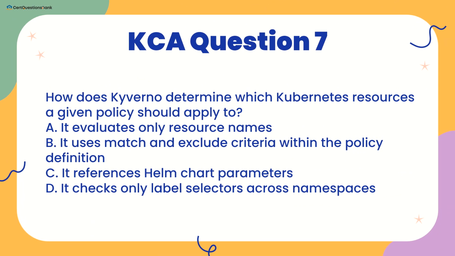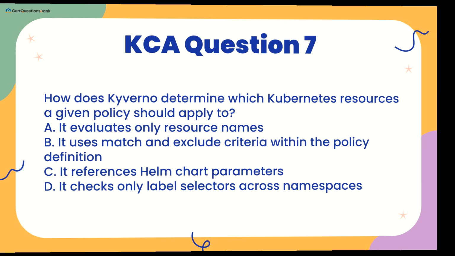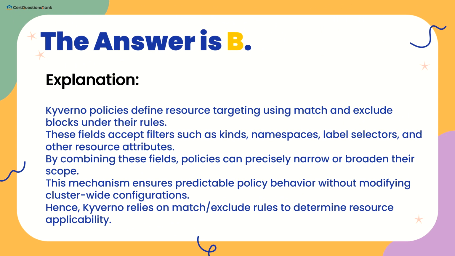How does Kyverno determine which Kubernetes resources a given policy should apply to? A. It evaluates only resource names. B. It uses match and exclude criteria within the policy definition. C. It references Helm chart parameters. D. It checks only label selectors across namespaces. The answer is B.